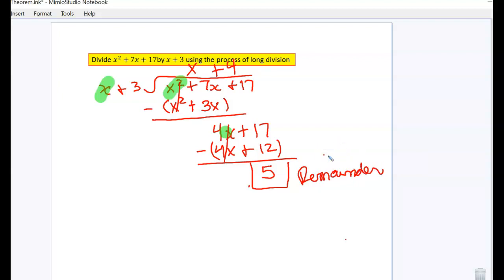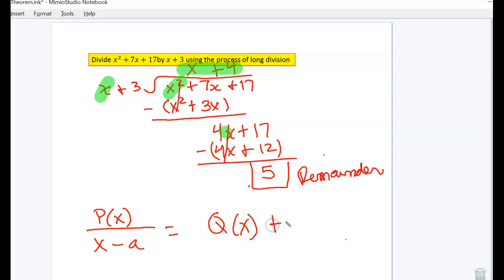So basically, what you're going to see in the next slide is we took a polynomial, which was x squared plus 7x plus 17, and we'll call that polynomial p of x, and we divided it by a binomial, which we'll call x minus a, and we ended up getting a quotient, which we'll call q of x, plus our remainder over our divisor. Okay, so how does this work for there? How can we write this question in this form?